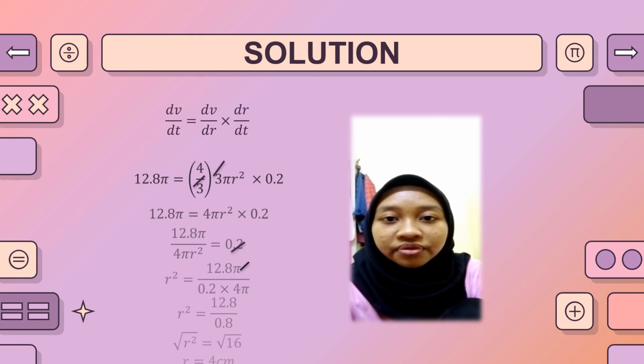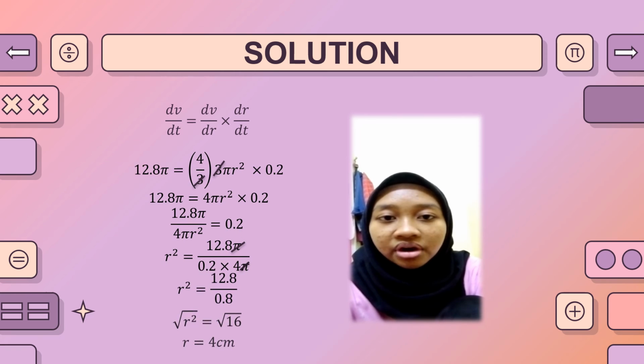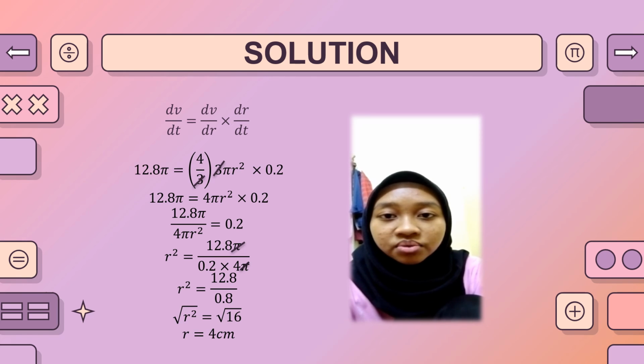Solution. Here is the solution for the question below. So the formula is dv over dt equals dv over dr multiplied by dr over dt. dv over dt is 12.8 pi, equal to dv over dr, which is bracket 4 over 3 times 3 pi r squared, multiplied by dr over dt, which is 0.2. Remove 3 from dv over dr. It becomes 12.8 pi equals 4 pi r squared multiplied by 0.2.